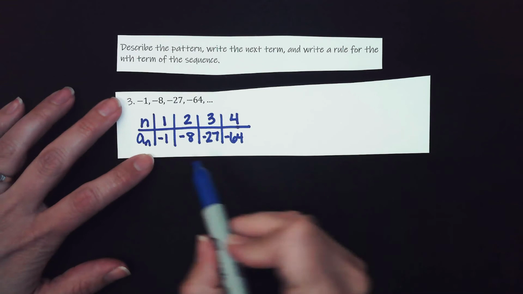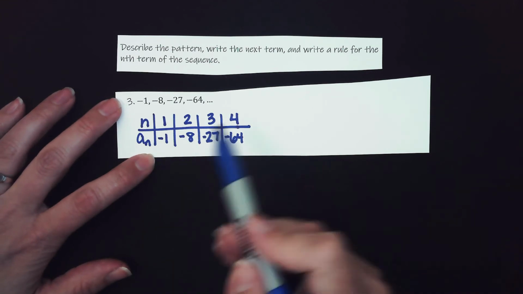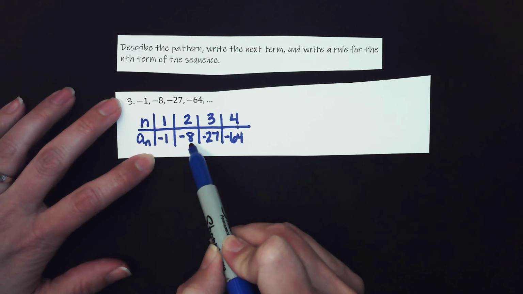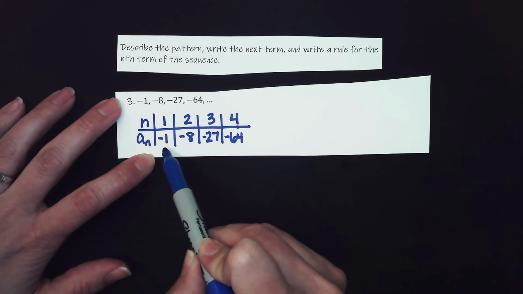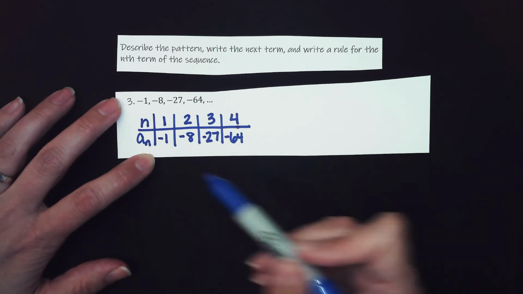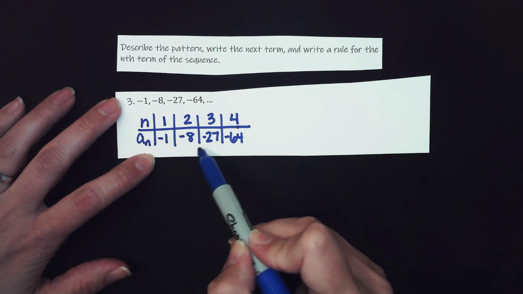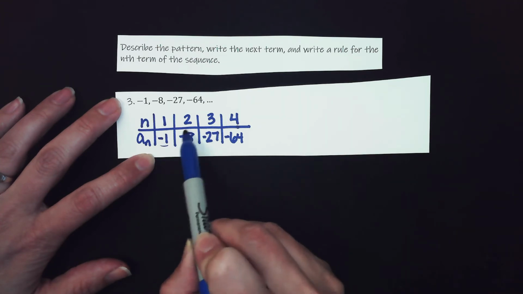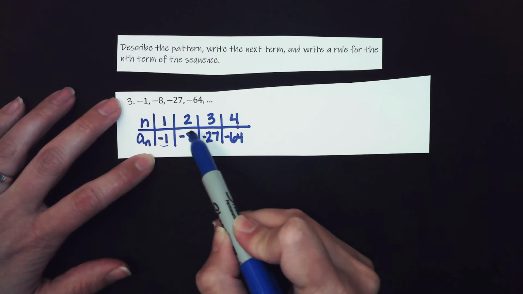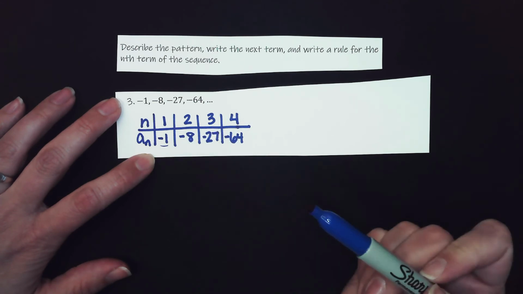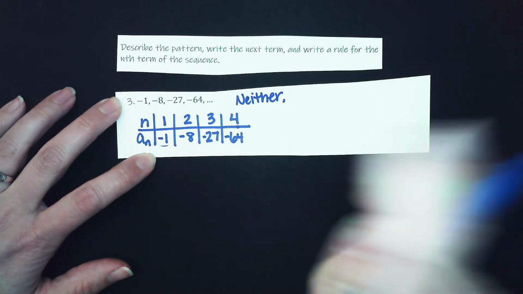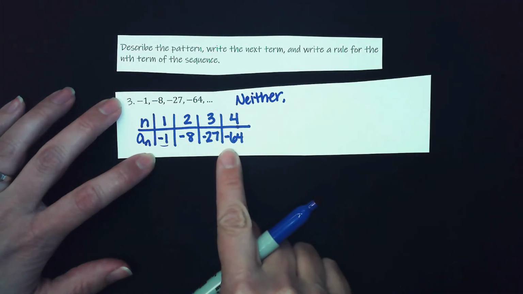And let's figure out what we're doing to get from one term to the next. Well, if I am trying to see if I am adding, it's -8 minus -1. Well, it added a negative, it added a -7. Well, it added a -19 to get to the next one. So it's not arithmetic. Multiplying to get from -1 to -8, it multiplies by 8. But -8 times 8 would be -64. So it's not geometric. So we're actually going to say this one is neither. That's how we're going to categorize it. But we need to figure out what's actually happening here.